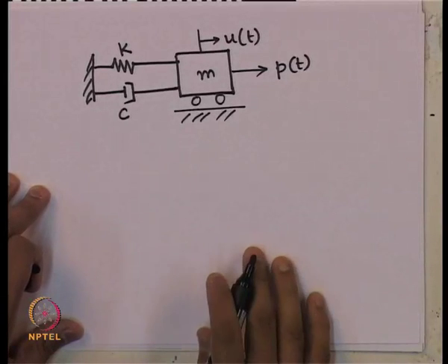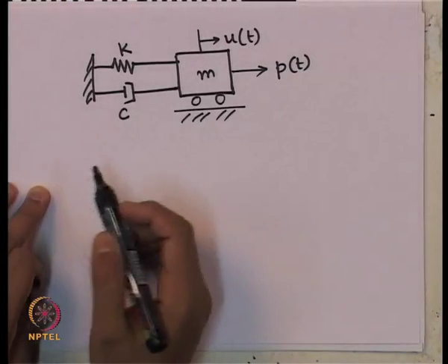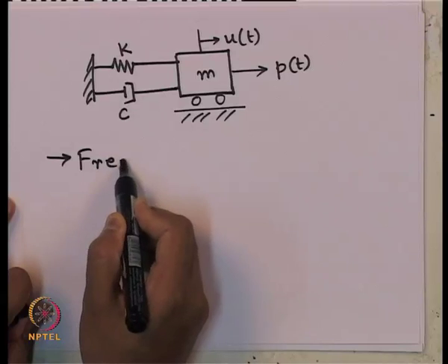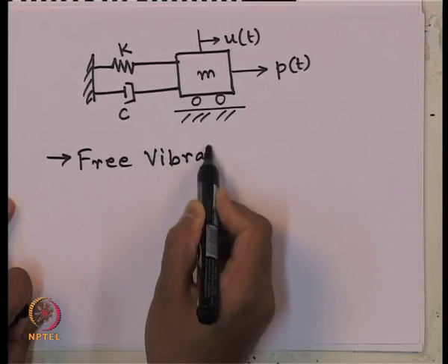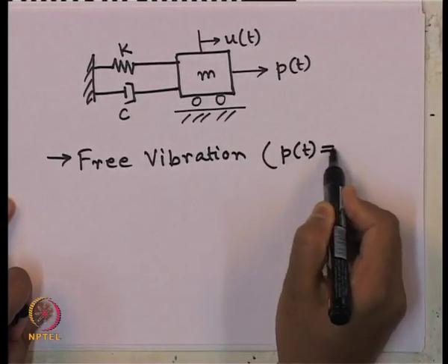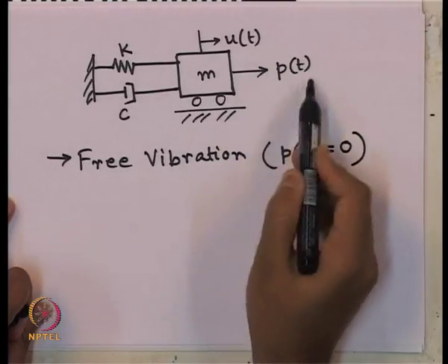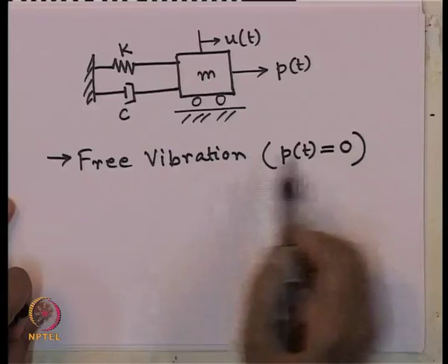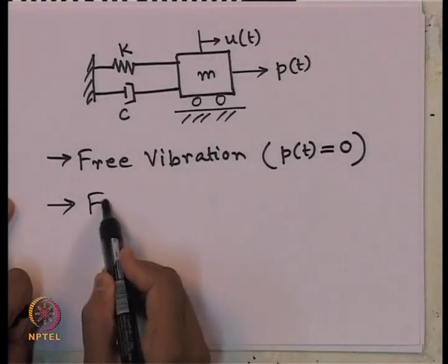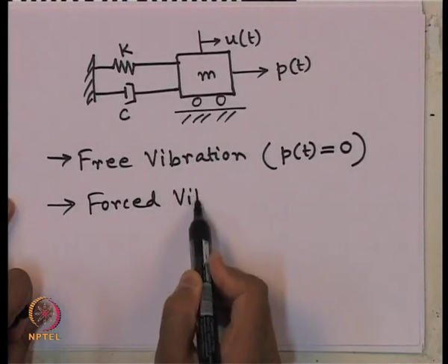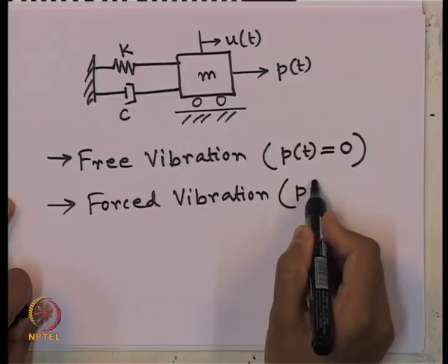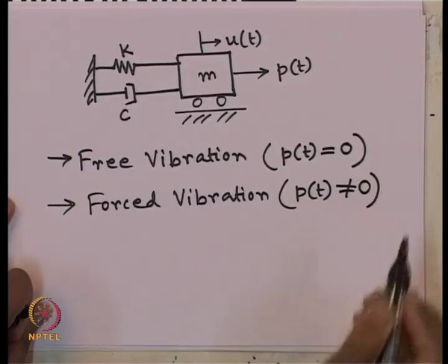So, for this single degree of freedom system, the major classification of vibration is, one is called free vibration. What is free vibration? If there is no externally applied load on the system. So, if this p of t is not present, then the system is called free vibration. But if that externally applied dynamic load is present in the system, in that case we call it forced vibration. So, in that case p of t is not equal to 0.